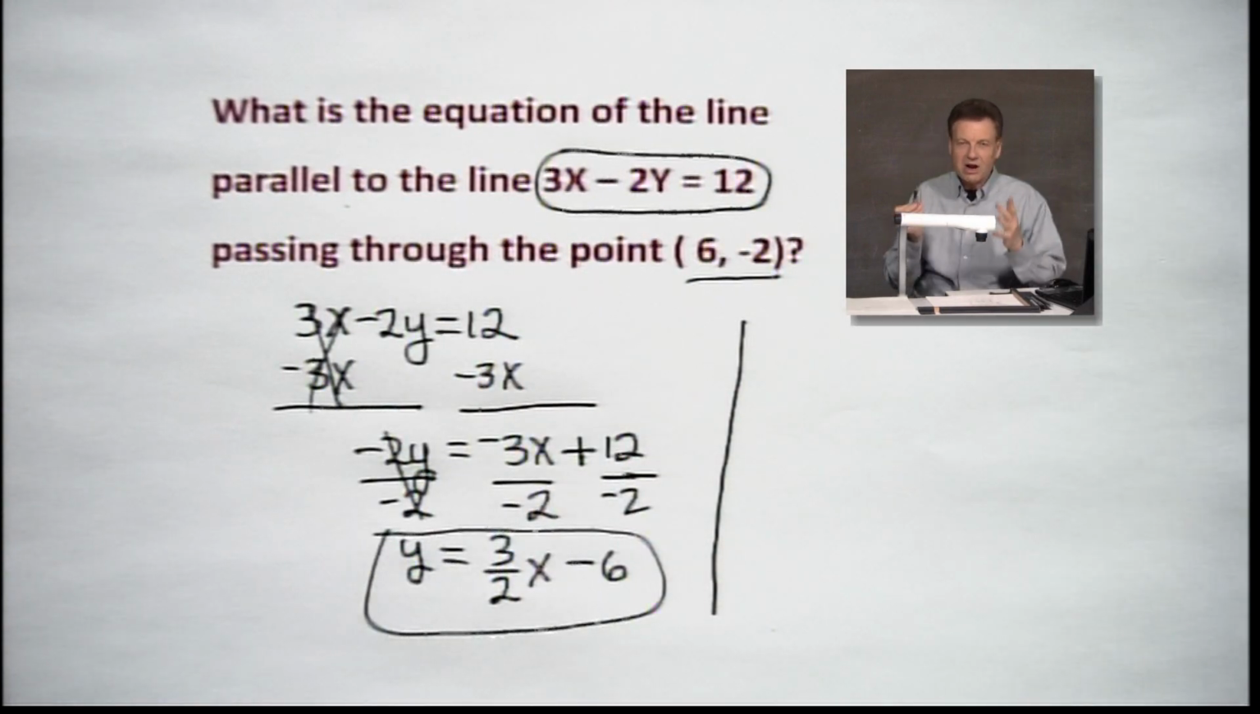Now, if you think about it, parallel lines never intersect. They stay on the same angle. They have the same tilt. Sometimes they're both flat horizontal. Sometimes they're both vertical. And sometimes they go on the diagonal of some sort.